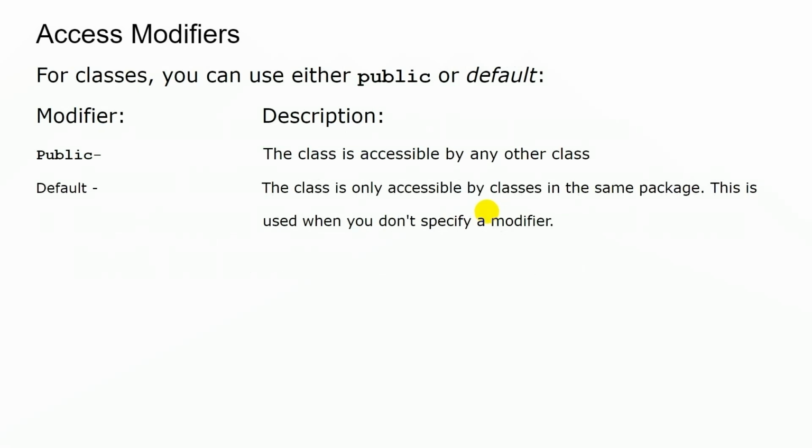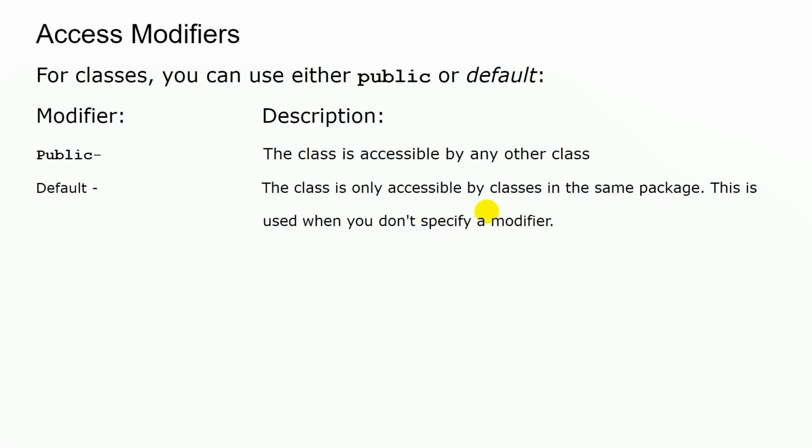Firstly, for classes you can use either public or default access modifiers. The modifier public will make the class accessible by any other class, and the default will be automatically used, which will allow us to access the class in the same package. The default modifier will be used when we don't specify a modifier for our class.